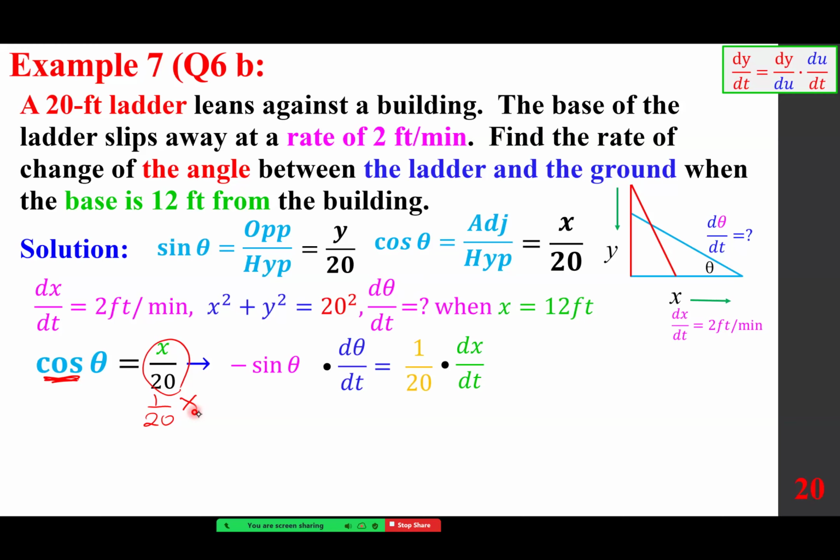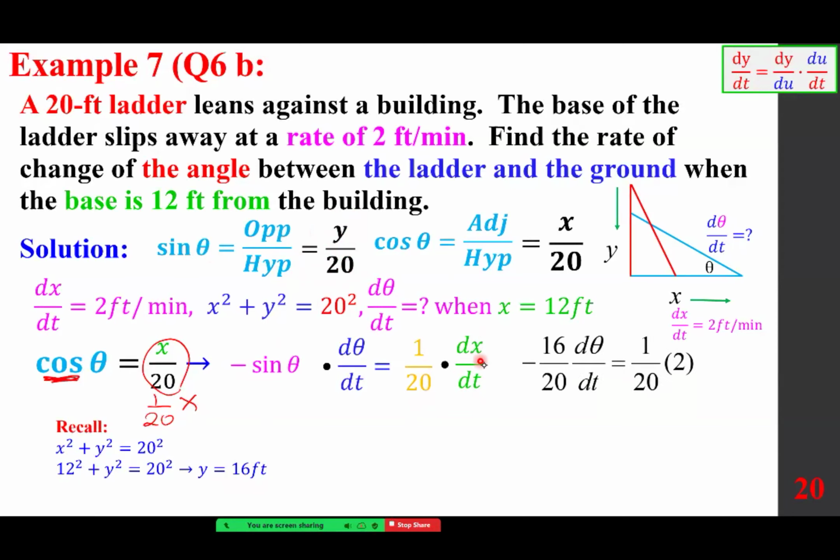Now, what is sine? I can replace the sine with y over 20, but what is y? From the previous page, we calculated y to be 16. So minus sine theta, y, or 16 over 20. The right side is 1 over 20 times dx dt, which is 2. To solve this, you have a fraction here, you have a fraction here. You can get rid of the 20, or you can say you're going to multiply both sides by 20. Either way makes no difference.